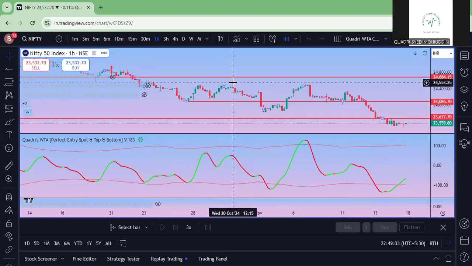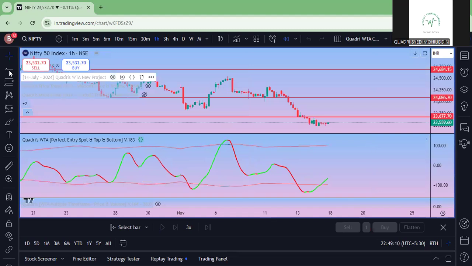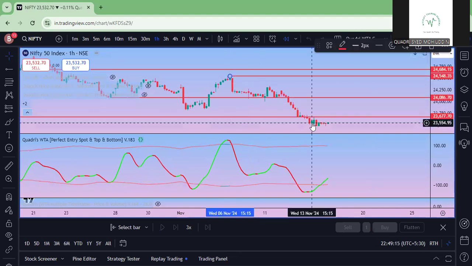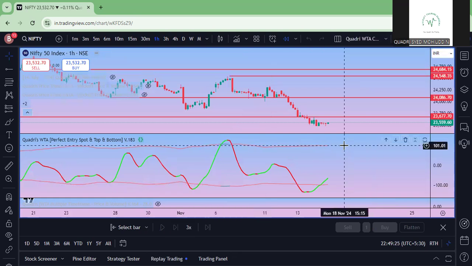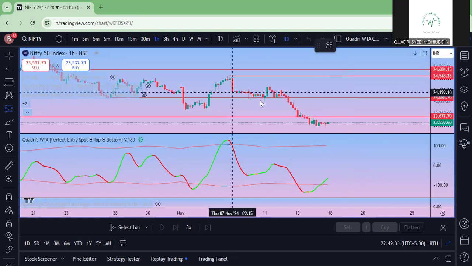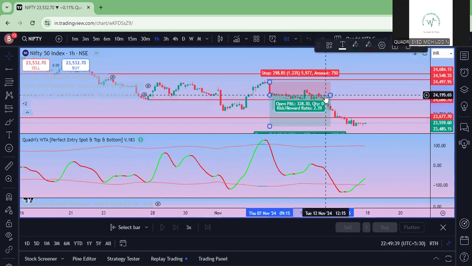See over here, this was the top. See over here, this was the top which we had over here. This top has resulted in continuation to the downward side and into this area. So it resulted in the price moving in this direction. So you can plan your trade, you can plan whatever activities you want to plan based on this. So this was a bar replay for this one.